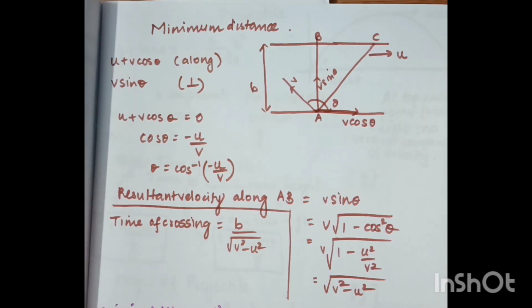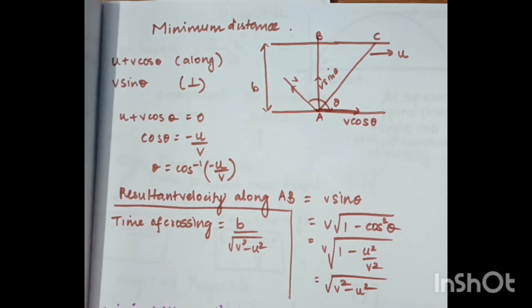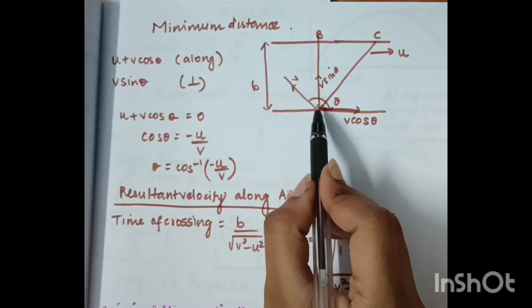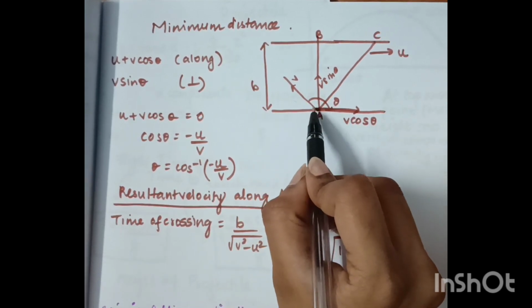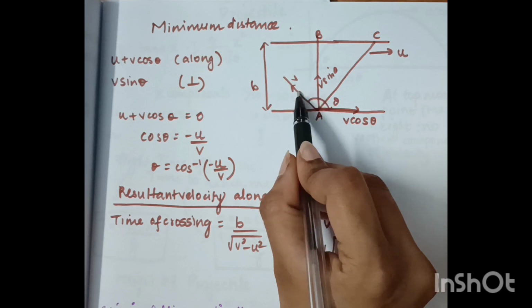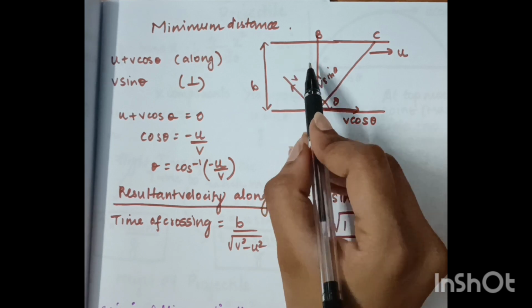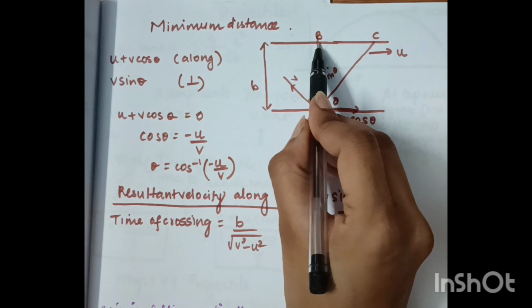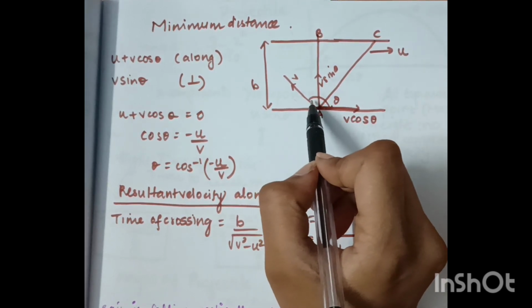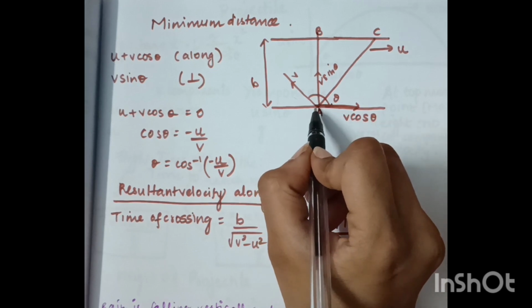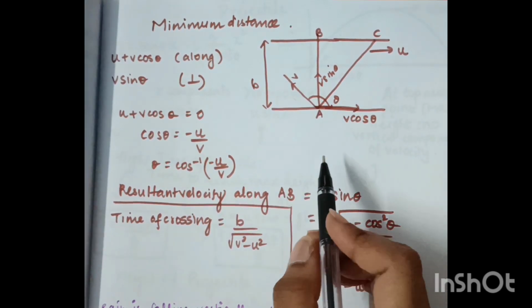Now let us see what if the swimmer wants to cross in minimum distance. So if he is wishing to cross in minimum distance, then his angle should be obtuse with the flow. If he is starting like this, then again he will be drifted, and he will be placed here. So this is the minimum distance. So to make minimum distance, he should make an obtuse angle with the flow.